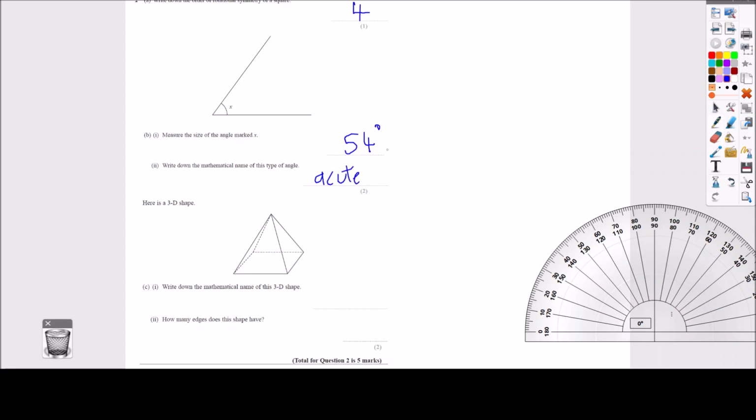Right, C part 1. Write down the mathematical name of this 3D shape. Well, it is a pyramid. More precisely, it is a square-based pyramid. Pyramid alone would have given you the mark. So, square-based pyramid.